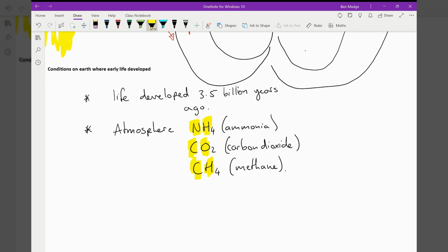We also find that the Earth's surface would have had high levels of UV radiation, ultraviolet radiation, reaching the surface, which is really toxic, damaging to life if it's not protected by something like a layer of water. Okay, so this is the sort of environment we think life first evolved, and it's very different to what we see now.